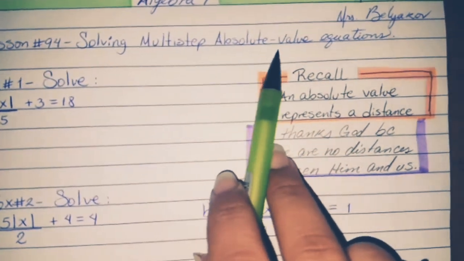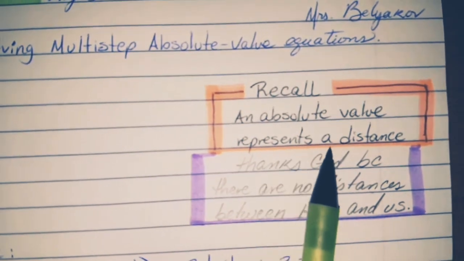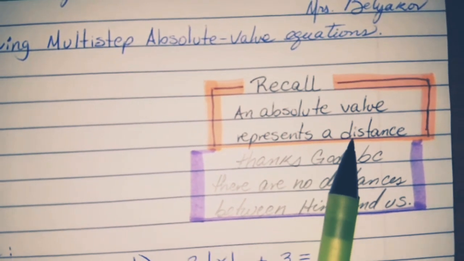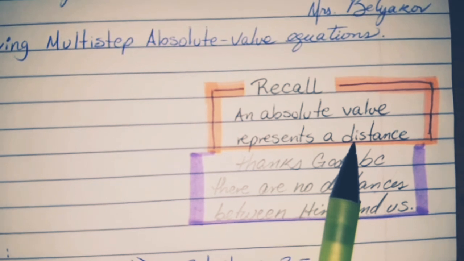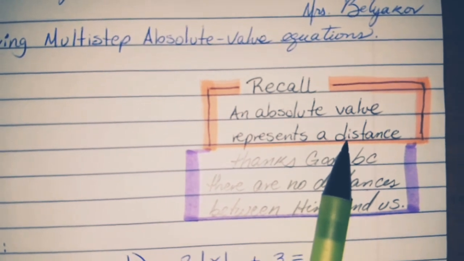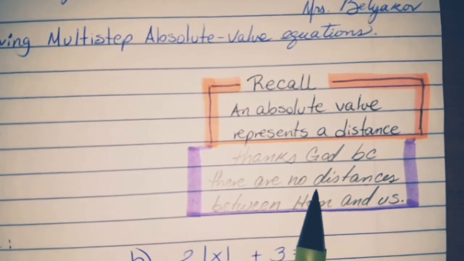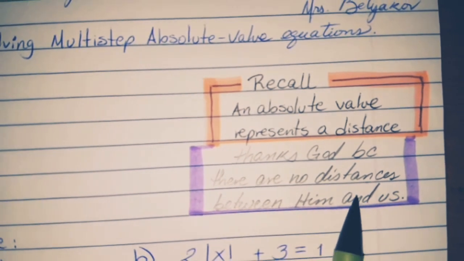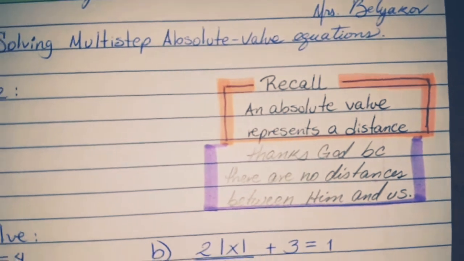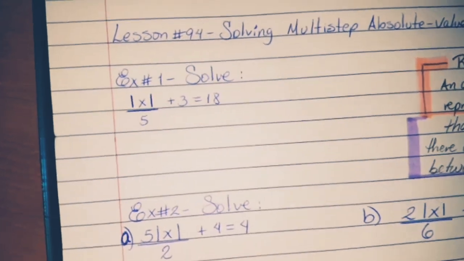Let's recall what an absolute value is. An absolute value represents a distance, the distance between a number and zero on a number line. That's a note I wanted you to read. Let's see example number 1.